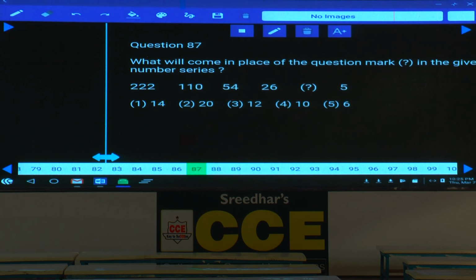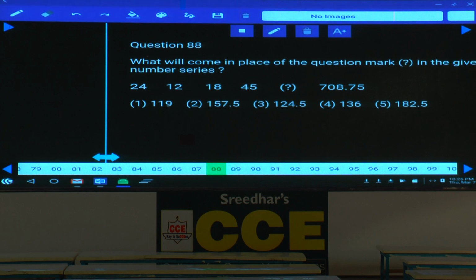Then question number 87. Now 222. Now the numbers are in the decreasing order. Whenever the numbers are in the decreasing order, we should always go in the reverse order. Then what is the reverse order here? 26 and 54. 26 into 2, 52, plus 2 is 54. 54 into 2, 108, plus 2 is 110. 110 into 2, 220 plus 2 is 222. And 5 into 2 plus 2 is how much? 12. And 12 into 2, 24 plus 2 is 26. Then what is the number here? 12, that is choice 3. Into 2 plus 2, into 2 plus 2, into 2 plus 2, and so on. 87, choice 3.